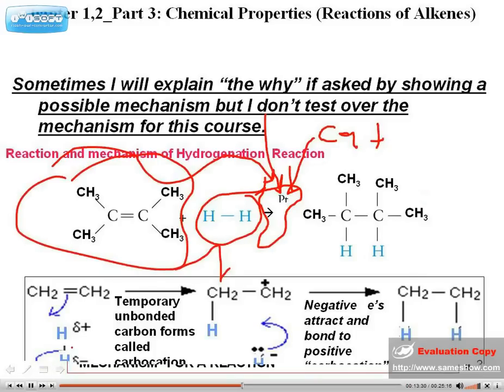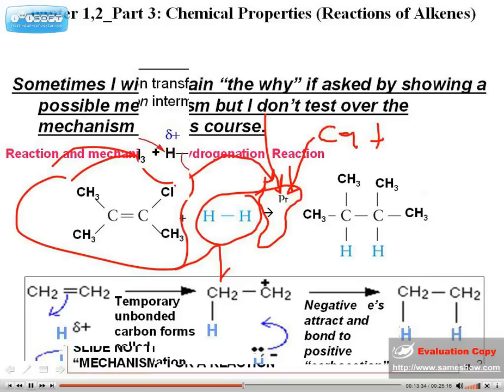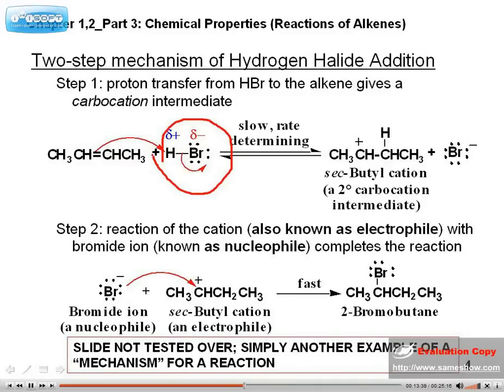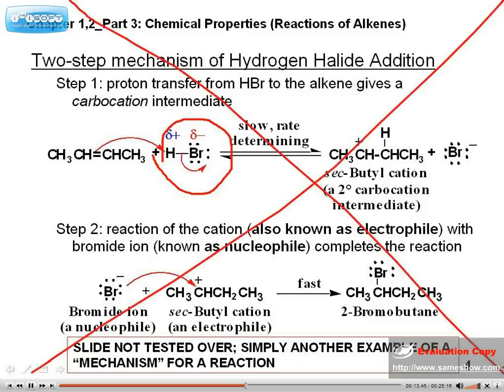Moving on. Here is another two-step mechanism. This shows an example of a heterodiatomic molecule. Hetero meaning the atoms are of different type attaching. Great if you want the fine details, but no, I'm not testing you on this.